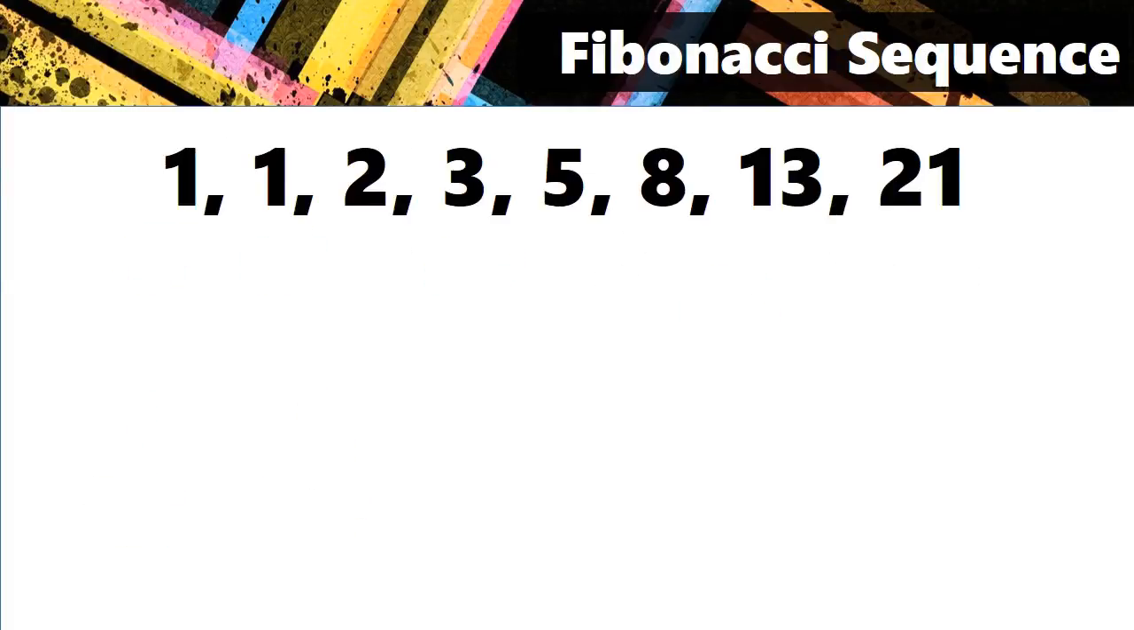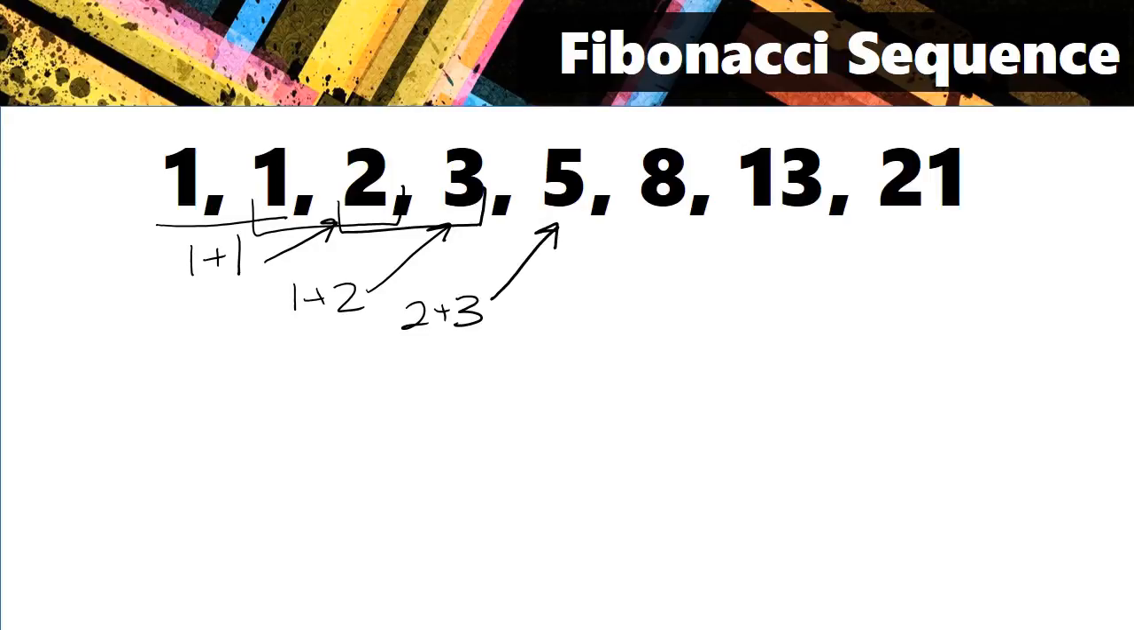The next sequence we're going to look at is called the Fibonacci sequence. What this does is we take our first two numbers and add them together to get the next number. So 1 plus 1 gives us 2. Then 1 plus 2 gives us 3. Then we group the next two numbers, 2 plus 3 gives us 5. And 3 plus 5 gives us 8.